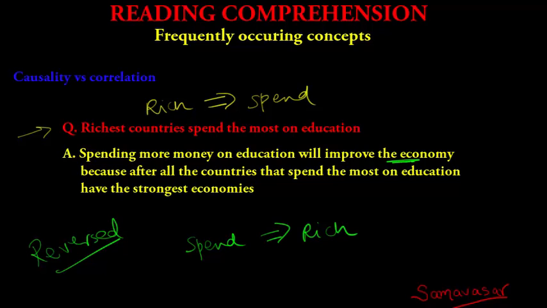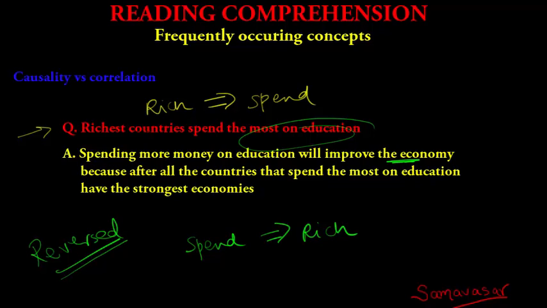And the reason that they've given is this statement, that the richest countries spend the most on education. But as you can see, this statement implies that if you are rich, you spend more on education. But the answer is implying the reverse of this, that you spend more, hence you become rich. So this is a classic trap of reversed causality, and you need to be very aware of this.